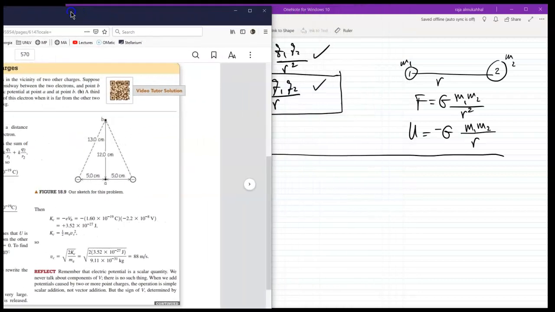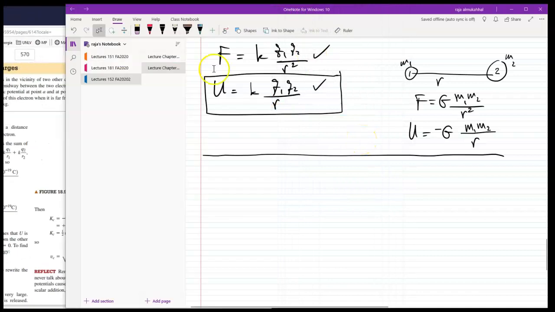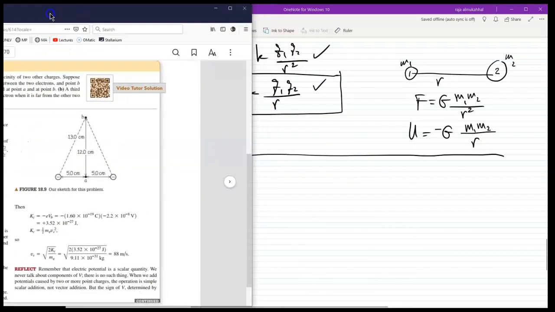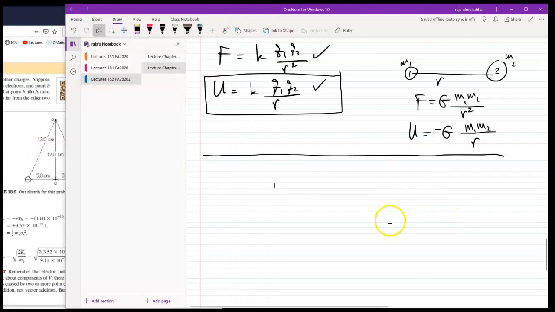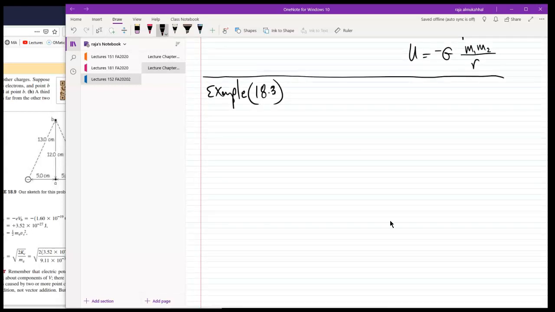I want to keep the drawing here. Oh, it disappeared. The screen only gives me enough space, but anyway. Okay, so we have example 18.3, and I have something like that.